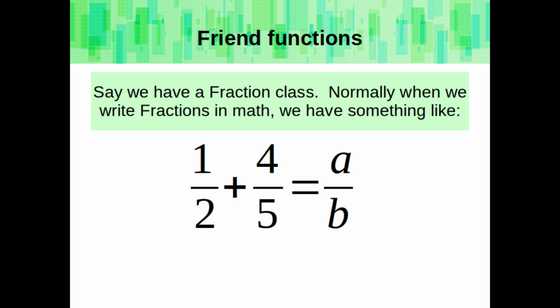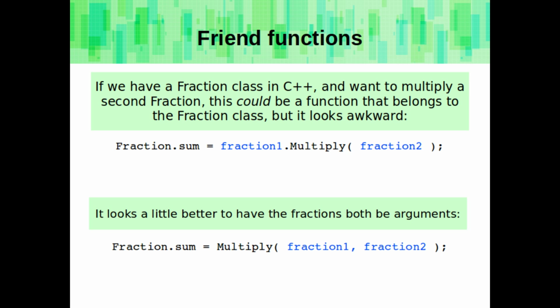So let's say we've defined a class called fraction, and normally when we're writing fractions in math, it will look something like this when we're doing addition. Say that we want to have math functions available, but if we make a multiply function a member function of the fraction class, it'll look really weird to try to pass in a second fraction. It looks a little bit better to make just a standard multiply function that isn't part of any class, but takes in two fractions to operate on, but it's still not as nice as just using the multiplication sign.